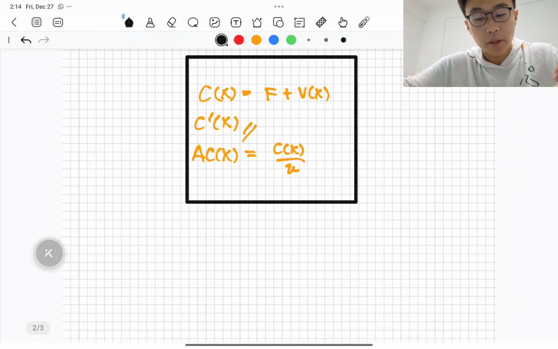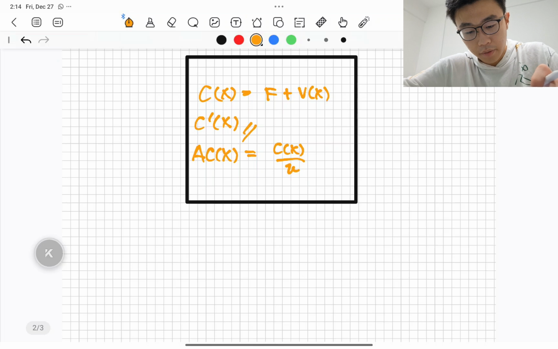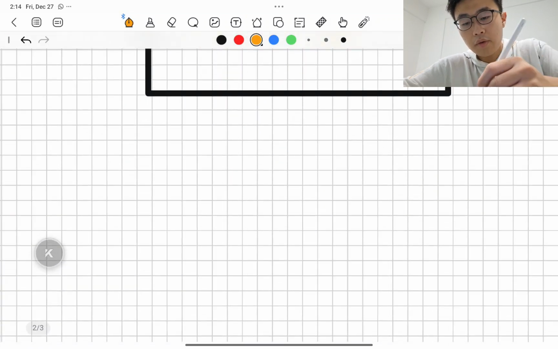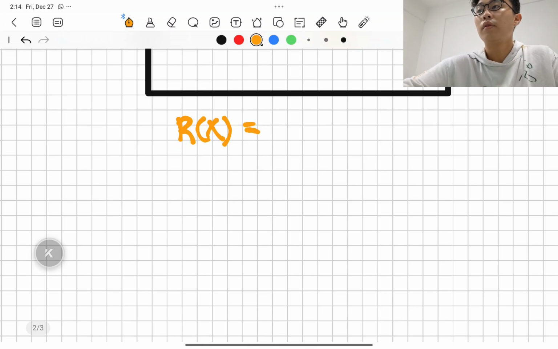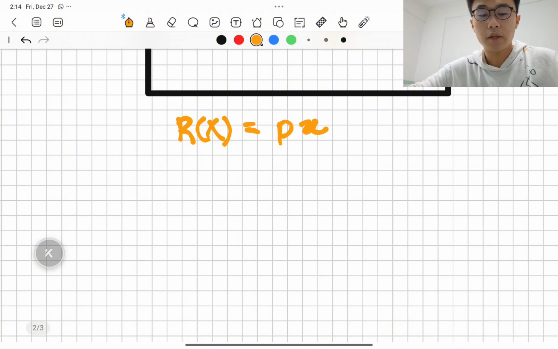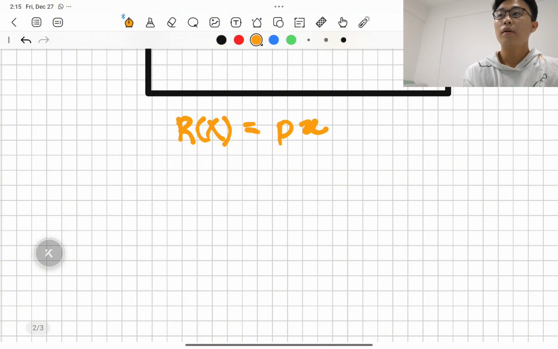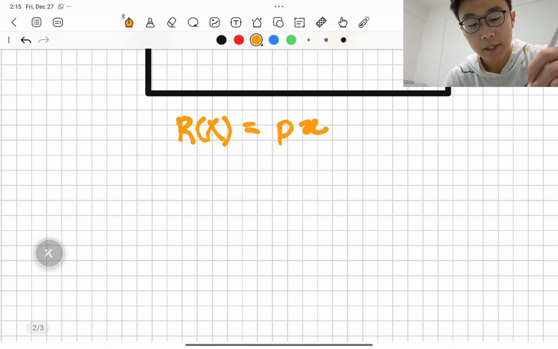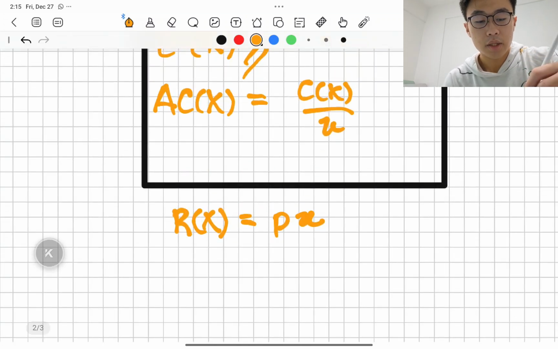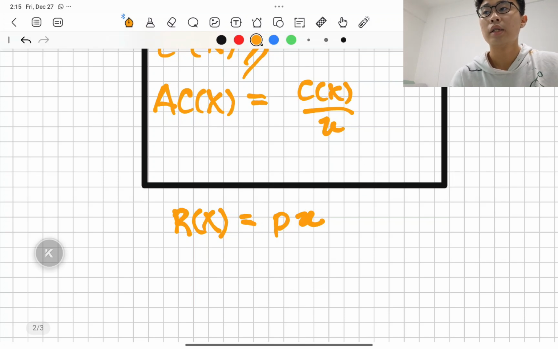We'll continue with the revenue function. Revenue is represented by R(x), and the formula for revenue is P times x. Okay, so we need to know the definition of revenue. Revenue is the total payment received from selling a good or performing a service. So the x in here is also the same as x in the cost function, which is the number of output or number of products. And P is the price.